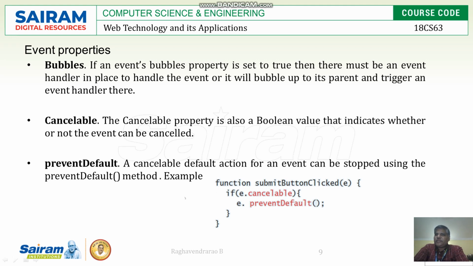Here an example is given. A function runs when the submit button is clicked, and on click, an error is raised. If it is an event, we check whether this event is cancelable. If it is cancelable, then the default action, whatever it is, should be prevented.